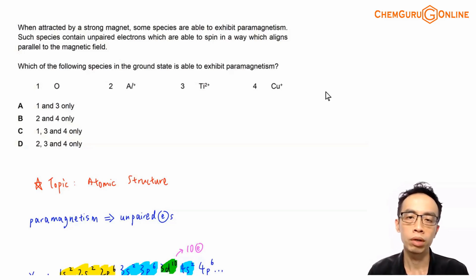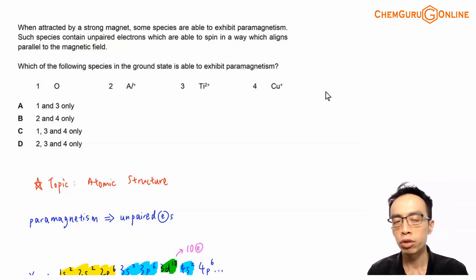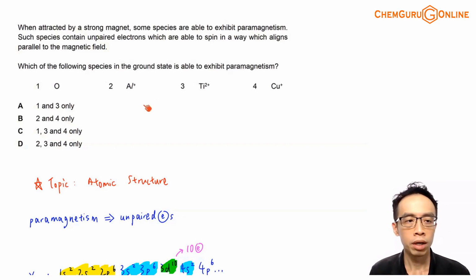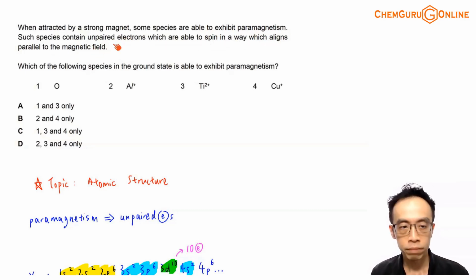Now in this video, we want to discuss a question involving atomic structure, deducing species with paramagnetism. So let's take a look at this question. When attracted by a strong magnet, some species are able to exhibit paramagnetism. Such species contain unpaired electrons, which are able to spin in a way which aligns parallel to the magnetic field. So which of the following species in a ground state will be able to exhibit paramagnetism?